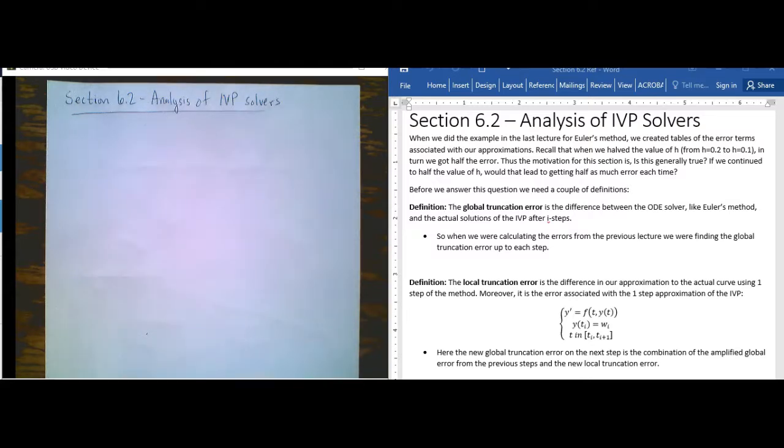So it's tough to find what the local truncation error is outright normally, but we know that the global error on the next step is equivalent to the previous amplified global truncation error plus this new local truncation error.